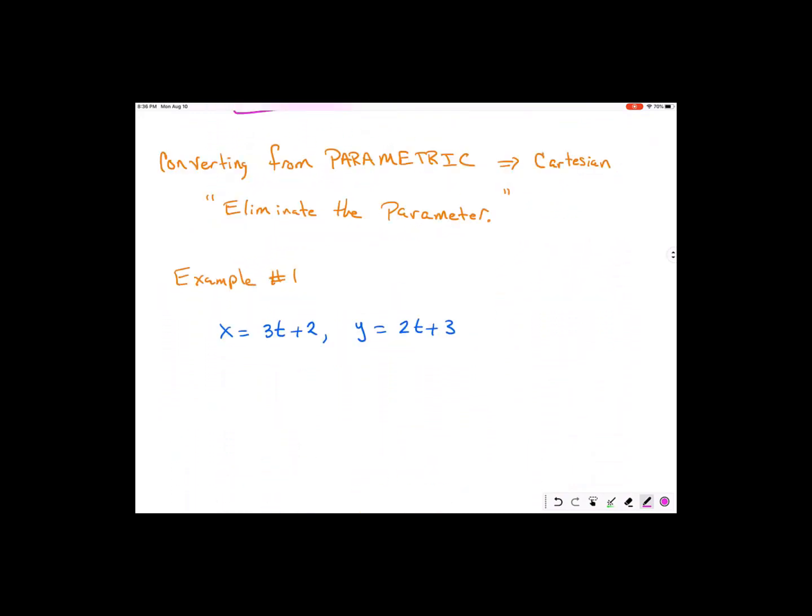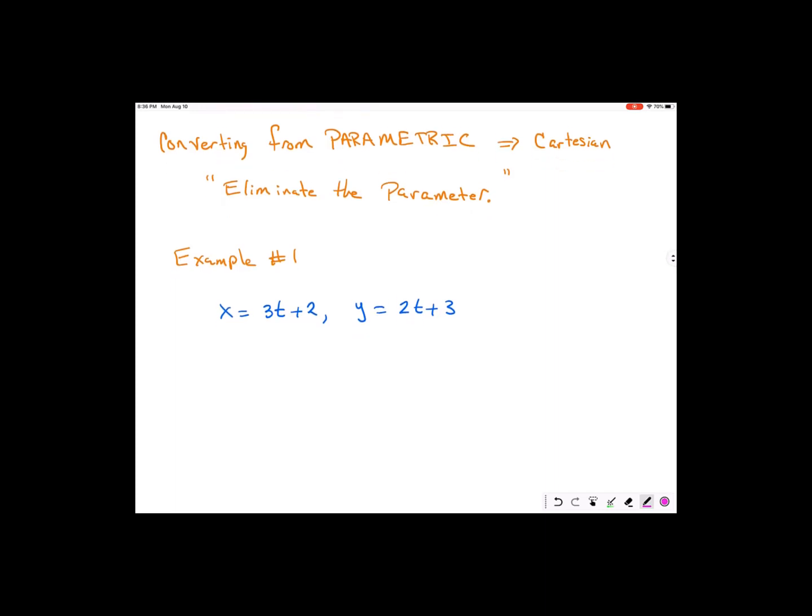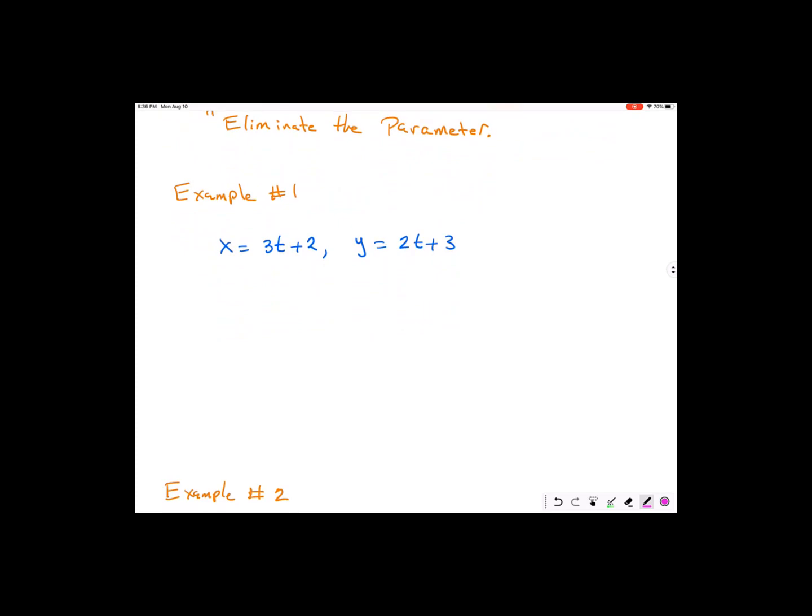Now, often though, we're going to be asked to convert from parametric to Cartesian. This is not always easy. Sometimes it's extremely difficult. So the idea that we're going to do is eliminate the parameter in the cases that are a little easier to handle. So example number 1, I have this parametric equation, x equals 3t plus 2, and y equals 2t plus 3, and I want to convert that from its parametric form to a Cartesian form.